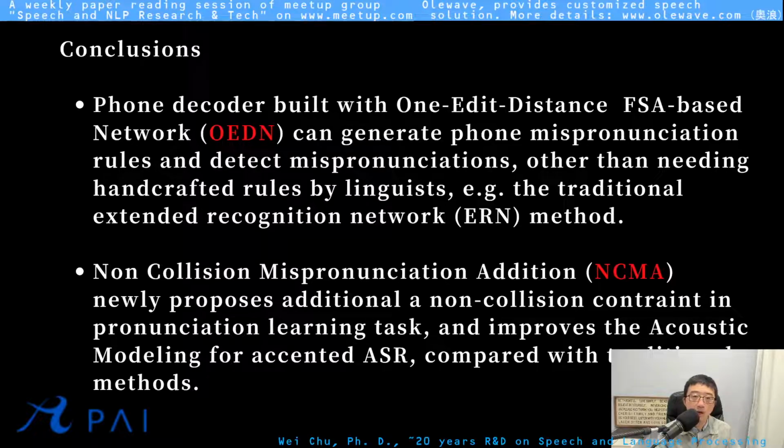And the second thing is that when you add pronunciations into the dictionary, you want to look at the method proposed by us. It's called non-collision mispronunciation addition, NCMA. It tries to avoid the newly added mispronunciations colliding with the existing pronunciation items, and it proved to be helpful for accented speech recognition compared to the traditional method, which usually does not work.